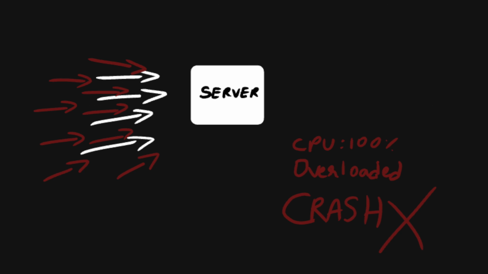Imagine it's Black Friday and your app is getting thousands of users. Suddenly, your server CPU hits 100%. Then, requests start failing. And finally, your system crashes. Now understand, this is not just a code problem. This is a system design problem.